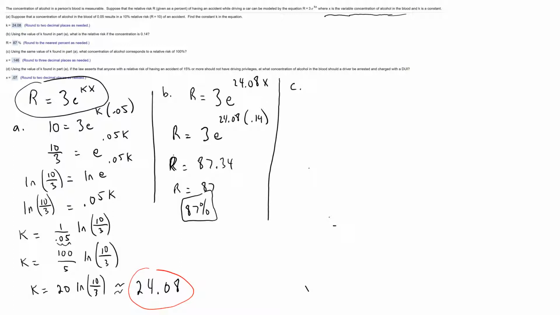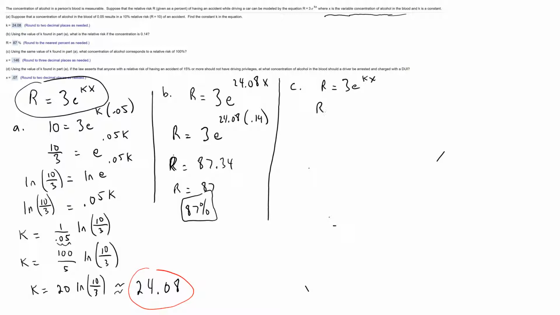Part C. If the risk is 100, it says what concentration of alcohol corresponds to a risk of 100%. So sort of like what alcohol level basically guarantees this person to be in an accident. So our equation is R equals 3e to the kx.